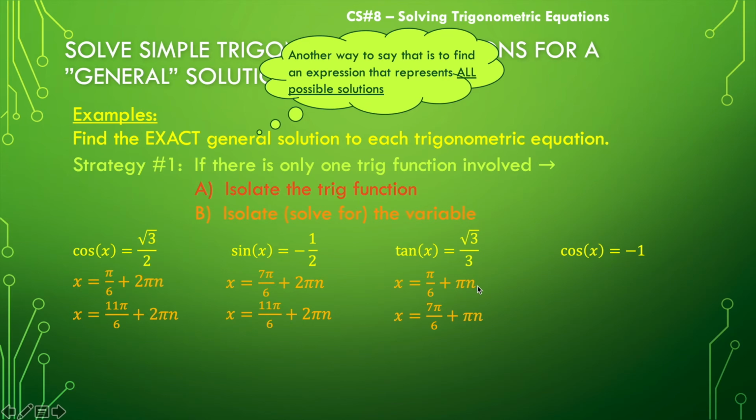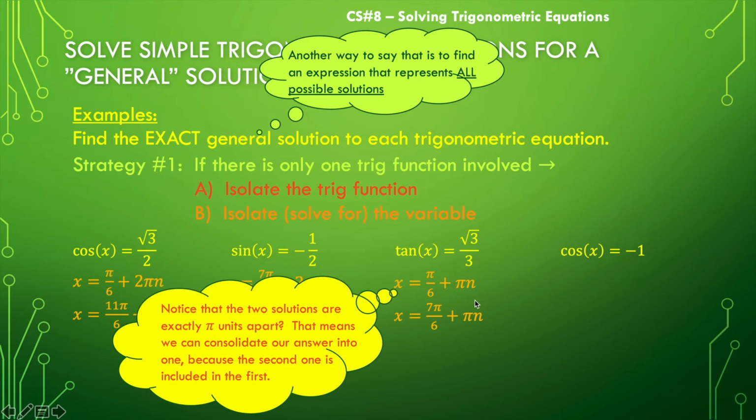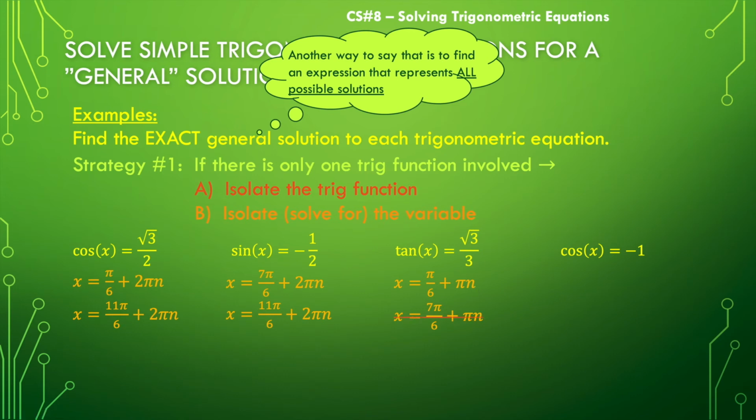Now notice that in this particular solution, pi over 6 and 7 pi over 6 are exactly pi units apart. So I don't actually need to write this second solution explicitly because it's really covered in this first one. It's not wrong if you do, it's just not necessary. So I'm just going to cross that out, because if I add pi to this pi over 6, I'm going to get this one anyway.